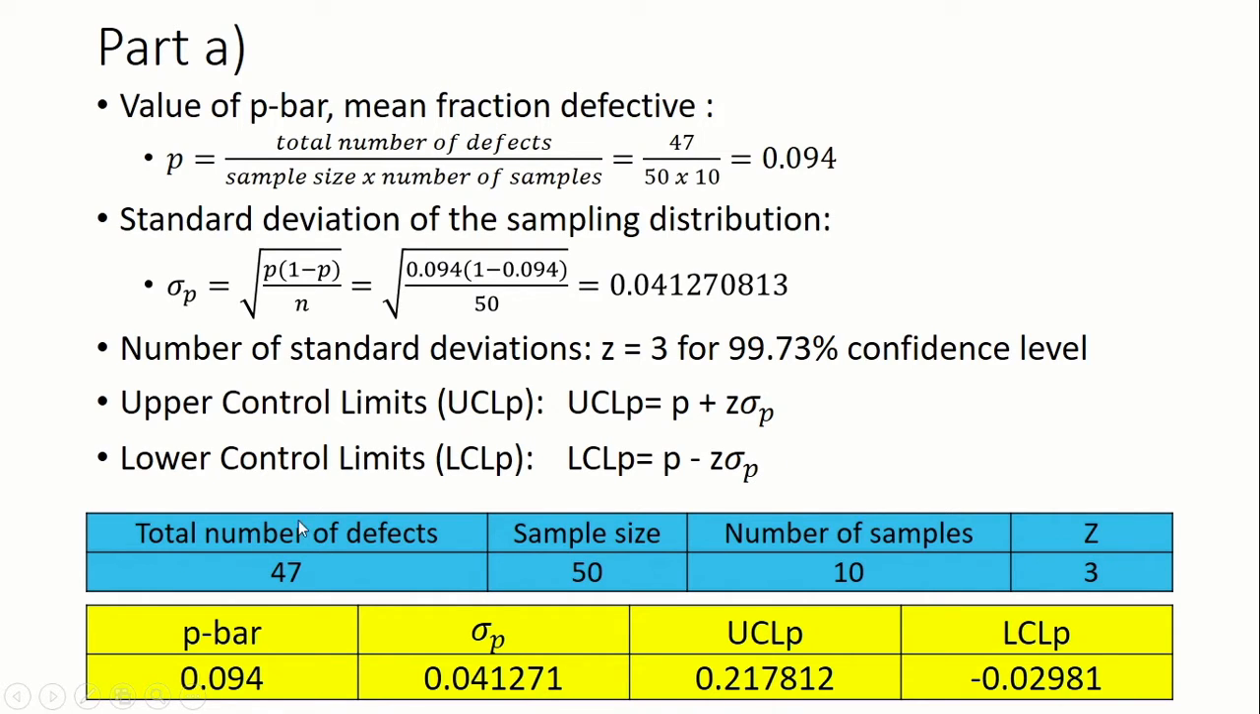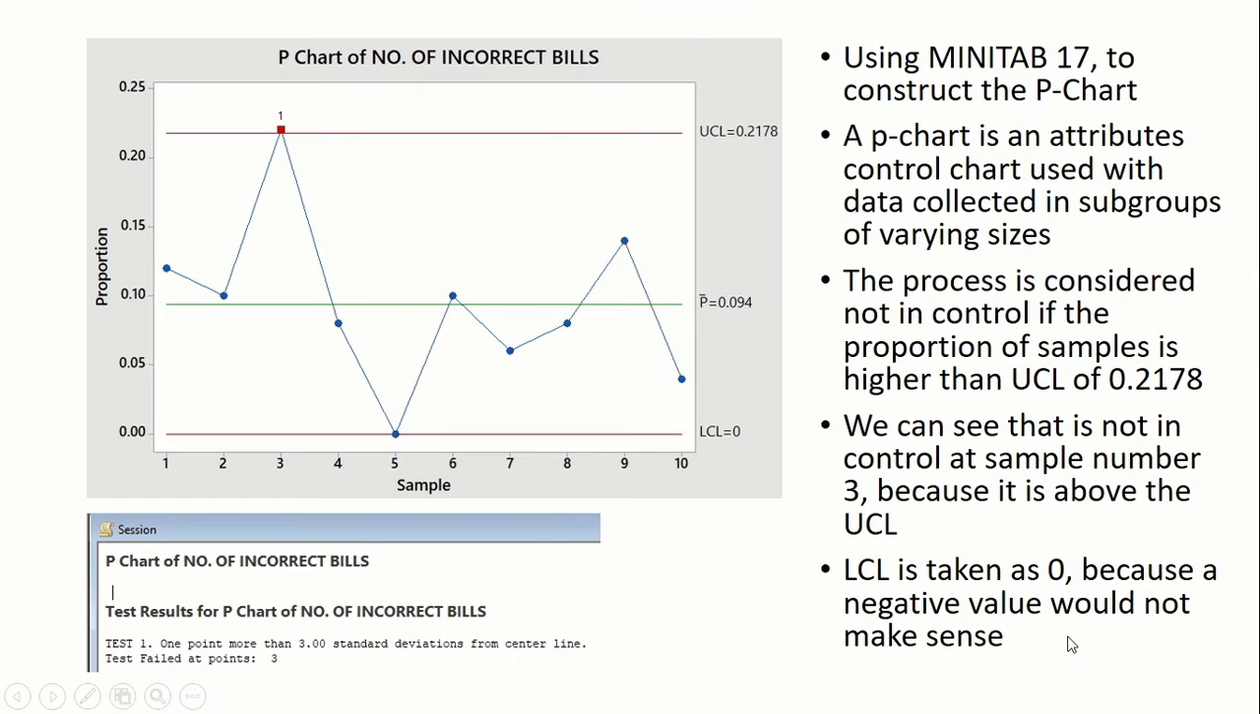Then we tabulate the total number of defects, the sample size, the number of samples, and the number of standard deviations: 47, 50, 10, and 3. We get the values of P bar 0.094, sigma P 0.041271, upper control limit 0.217812, and the lower control limit minus 0.02981. But there is no negative value for our control limit, so we consider LCL as 0.